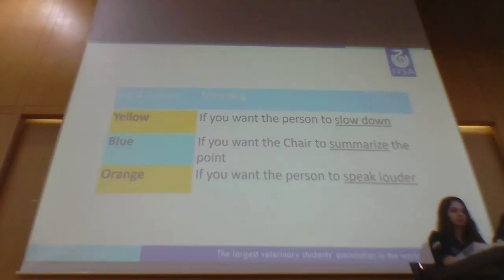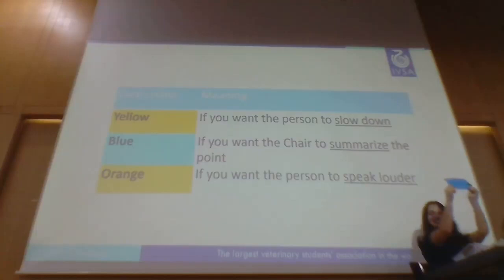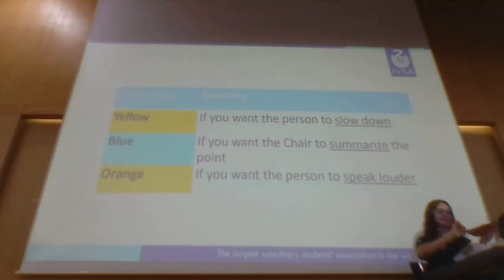So you're going to get little cards that we're going to hand out soon. There are three cards: a yellow, a blue, and an orange card. You will also see these descriptions in your General Assembly booklet. So the yellow card is if you want the person to slow down. Whoever is speaking, if you raise your yellow card, it shows that the person is speaking too fast and you can't follow. The blue is if you want the chair to summarize the point. If you're a little bit confused and you don't understand, you put up your blue card and the chair will see it and then summarize whatever we're speaking about. And then orange if you want the person to speak louder.